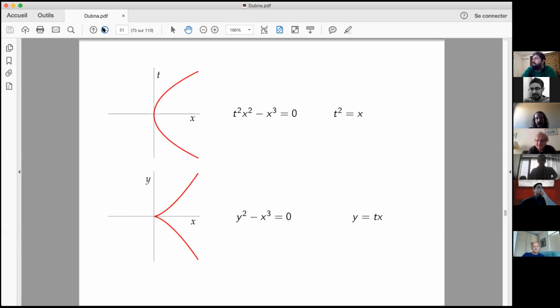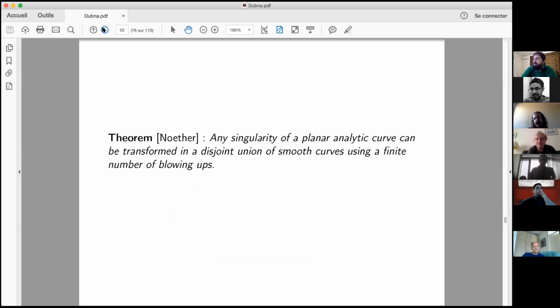And the trick is that if you do that again and again, it's a theorem of Noether, that if you take a singularity of a planar analytic curve, and if you look in polar coordinates, which we call blowing up, many times, after some time, the situation becomes smooth. This is somehow like the Taylor expansion.